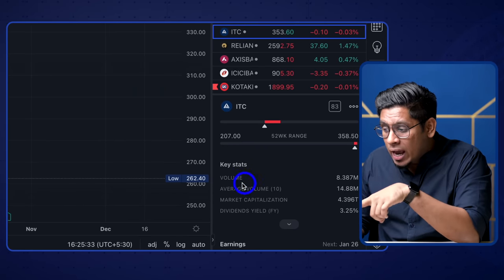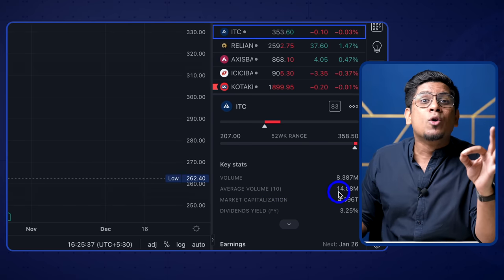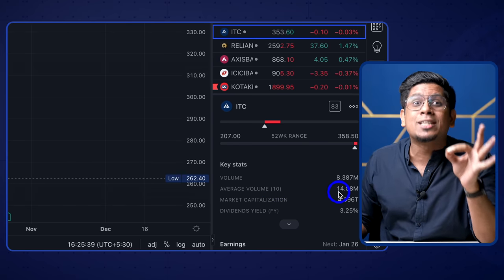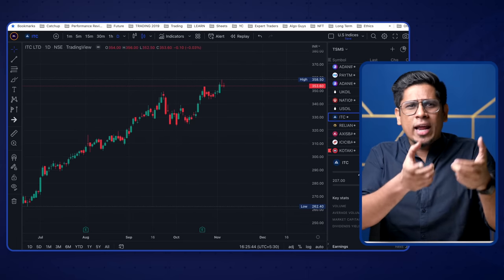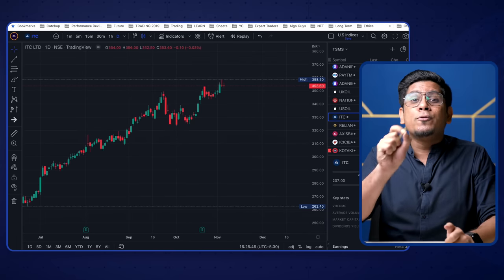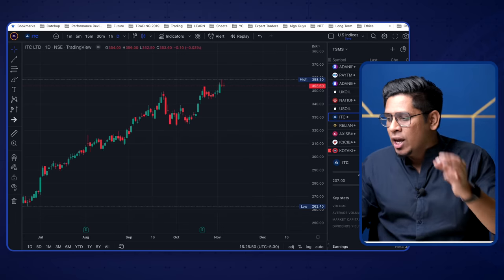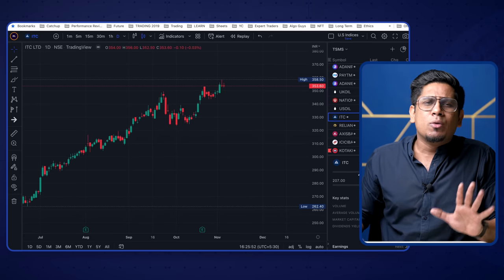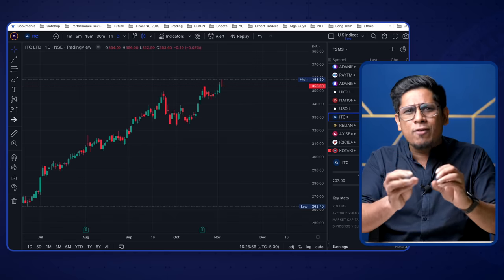Now again, if you look here, the average volume of the last 10 days is nearly 14 million, which is 1.4 crore shares per day. What does it say? Over the last 10 days, on an average, every day, 1.4 crore shares of ITC are bought and sold in the market. Today, only 83 lakhs happened. What do you understand? Compared to the previous 10 days, today was a below average performance.